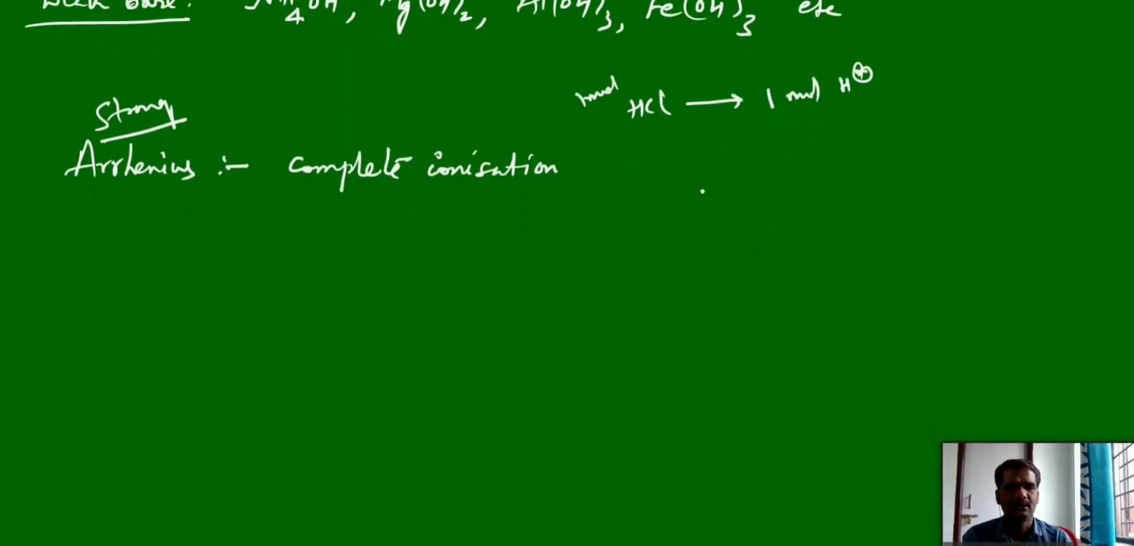Similarly, the same for a base: the base which can produce OH minus 100%. For example, if you take NaOH and add to the water, you can see complete formation of Na plus and OH minus, completely undergoing ionization. Now we can say sodium hydroxide is a stronger base and HCl is a stronger acid. That is according to Arrhenius, we can define like that, or according to Bronsted.